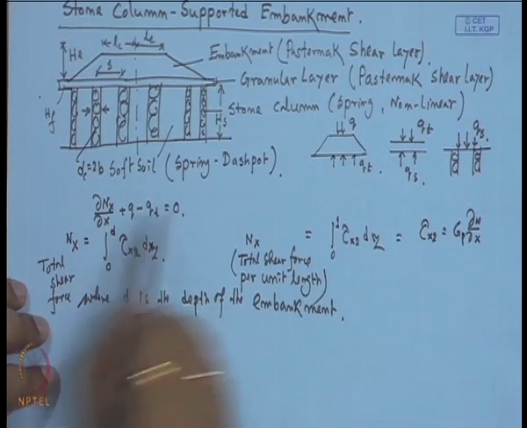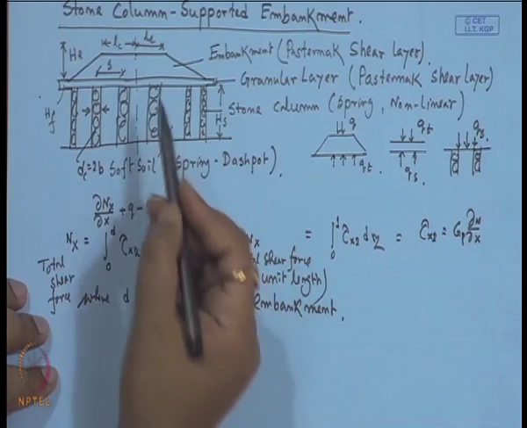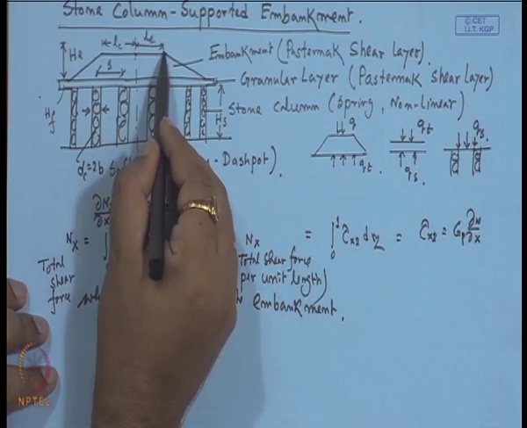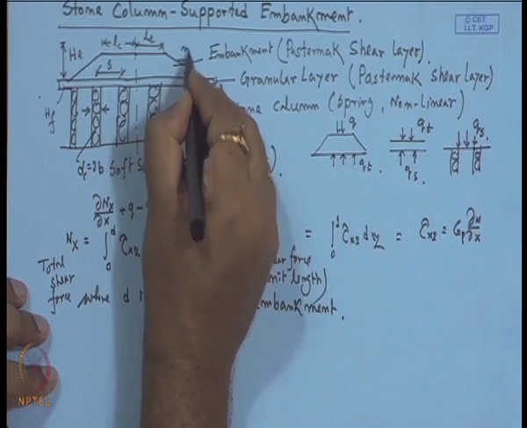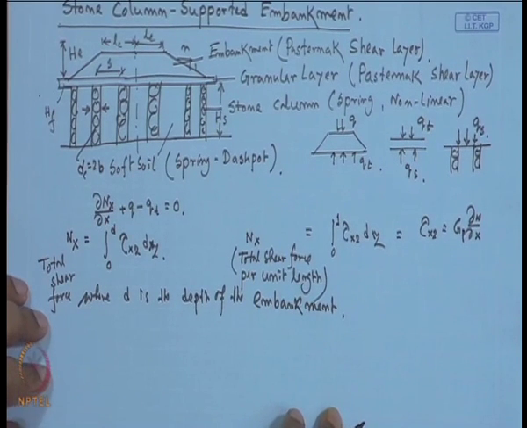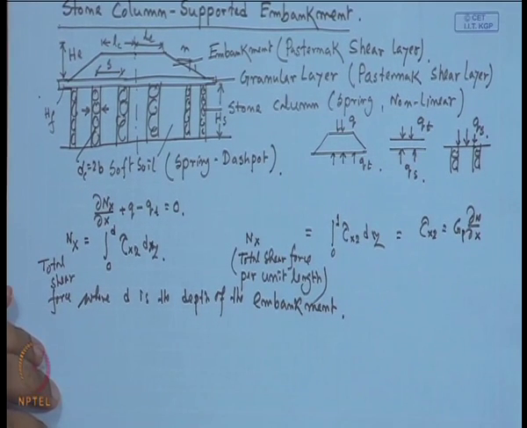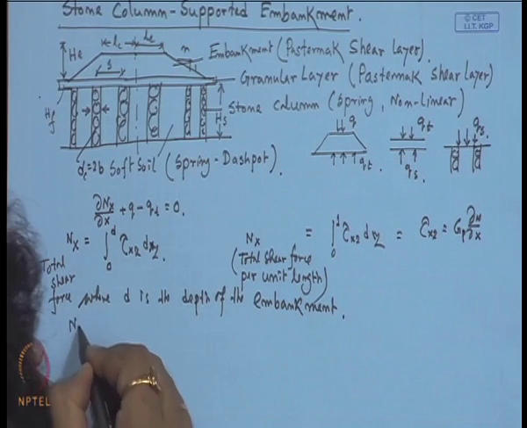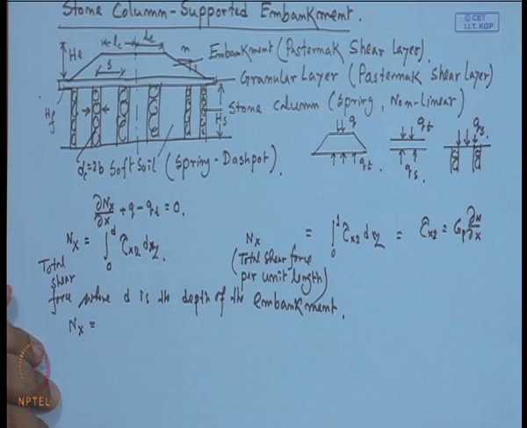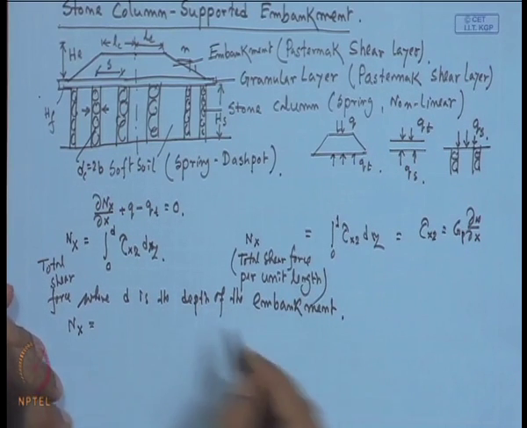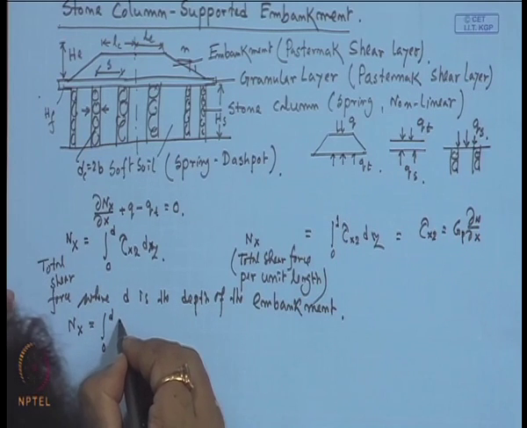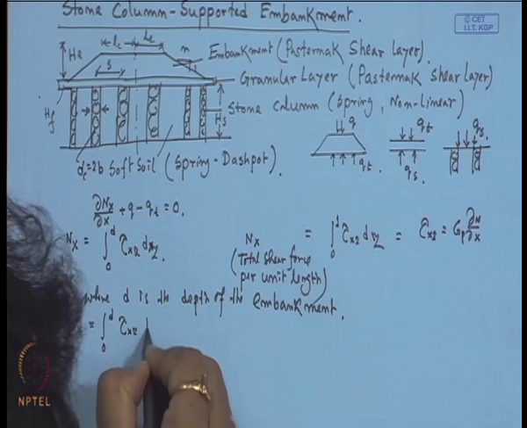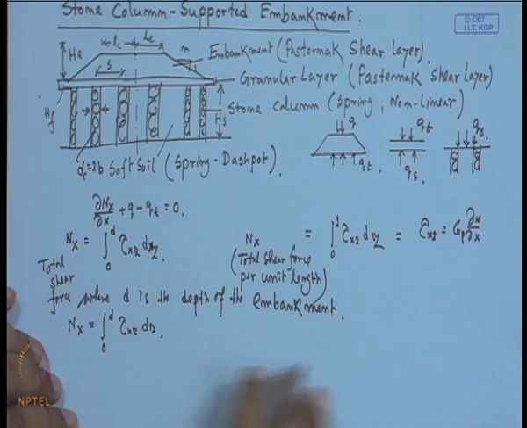Now, this d is not constant throughout this length, because d is varying. Up to L C distance it is uniform H E, then it is decreasing in 1 is to n slope. Now, next, if I get this N x value, this will be the integral from 0 to d of tau x z d z.